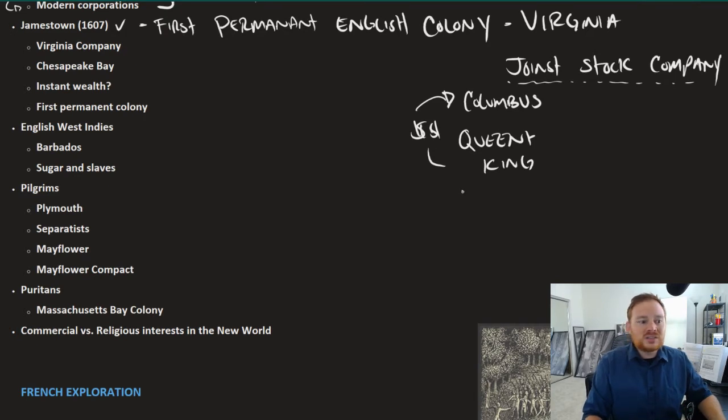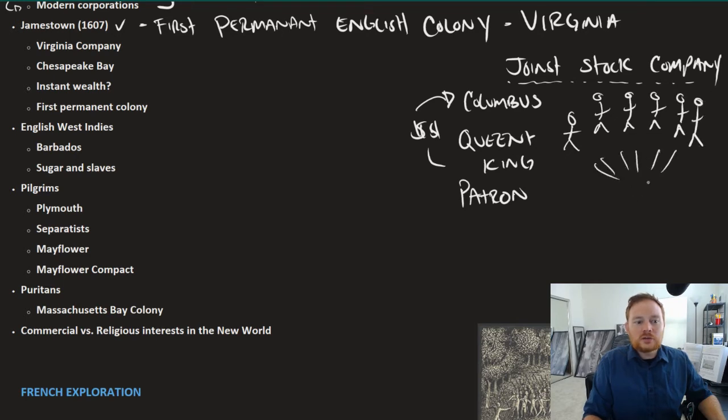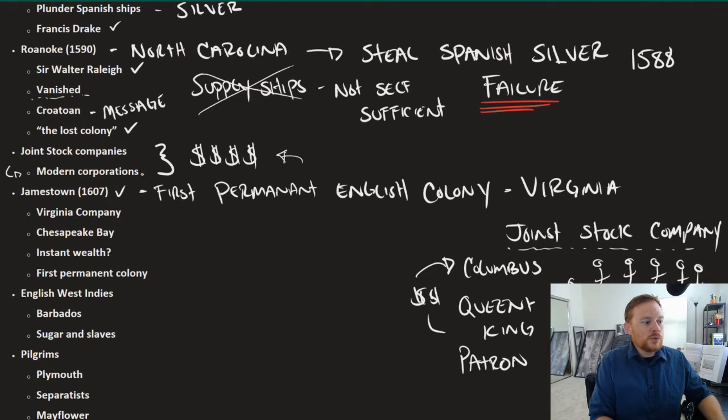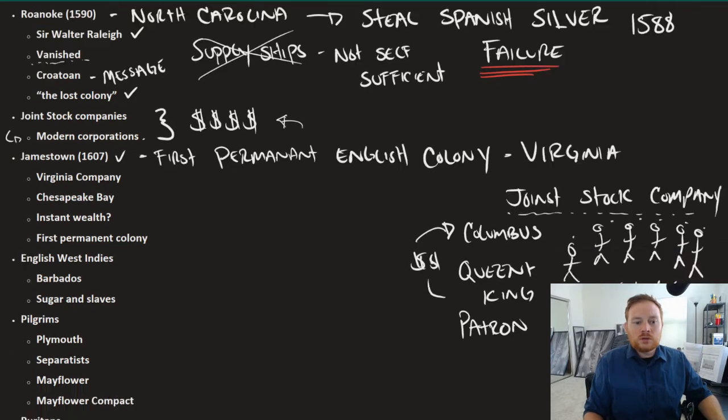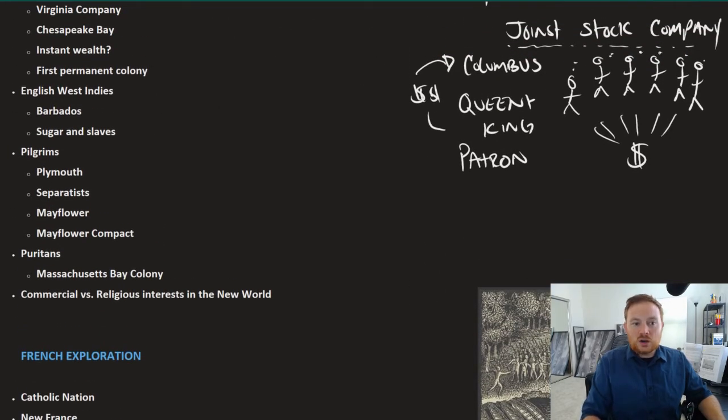Instead of seeking out one single patron, like in the case of Spain, right, one person to sponsor your voyage, what a joint stock company does is take resources from many people. So instead, a lot of different investors, and we call them investors, pool all their money together to create the resources that are required. And this is essentially what a modern day corporation is, right? A company sells their stock. All these individuals then become stockholders. And if the company makes money, right, if this smaller dollar sign turns into a big dollar sign, then all of these people become much richer.